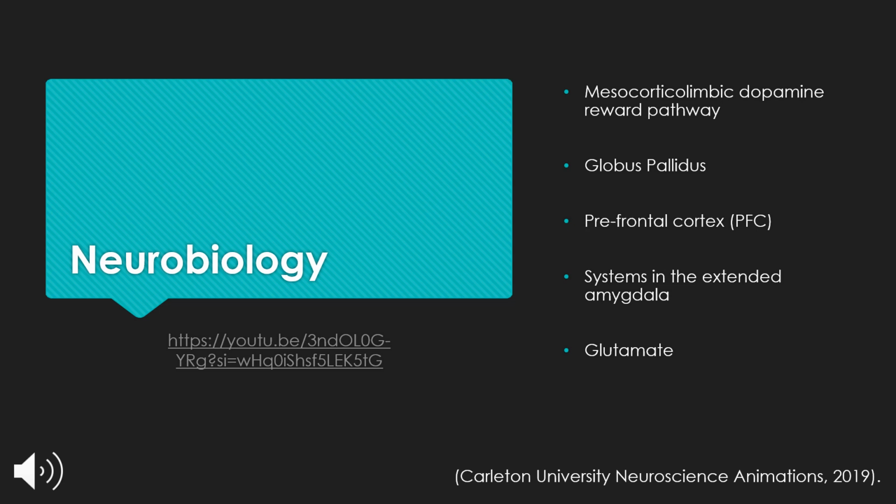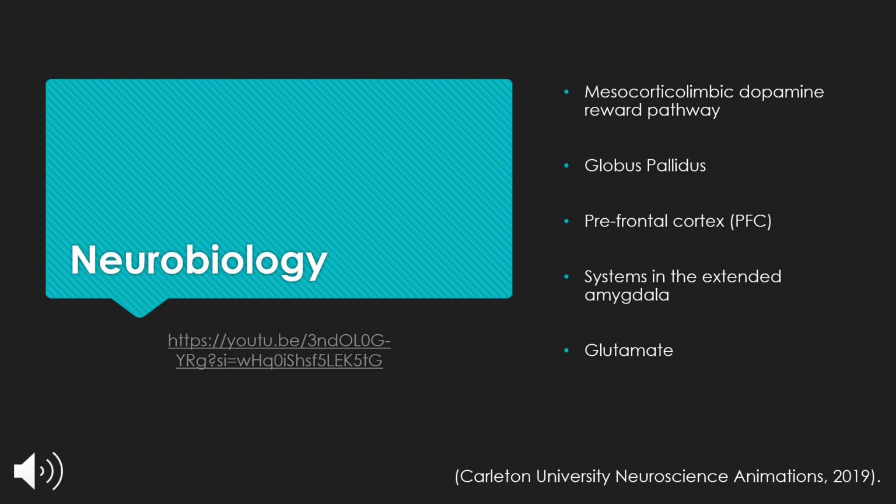Recall that the mesocorticolimbic dopamine reward pathways are the primary underlying pathways in the development of addiction and include projections from the ventral tegmental area to the nucleus accumbens. Most of the substances that are abused target this area of the brain and release dopamine, which stimulates a feeling of euphoria. Additional areas of the brain activated in addiction include the globus pallidus, which plays a role in habit forming and automatic behaviors, as well as the PFC, which is important in executive functioning and decision making.